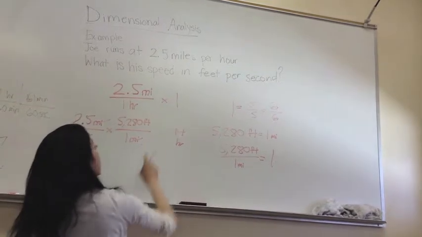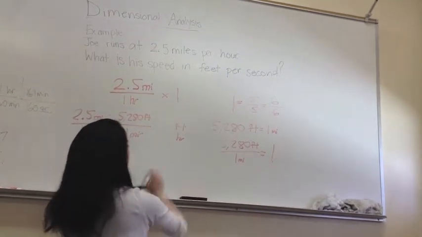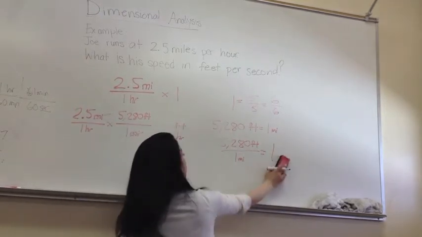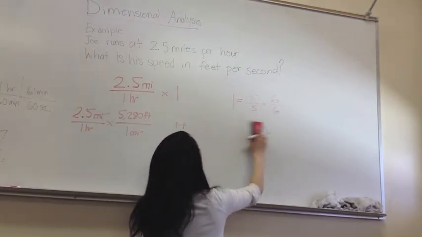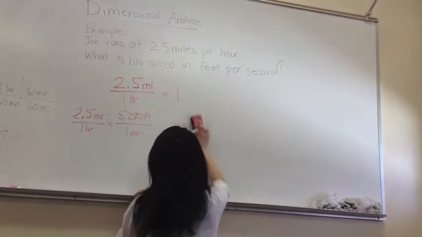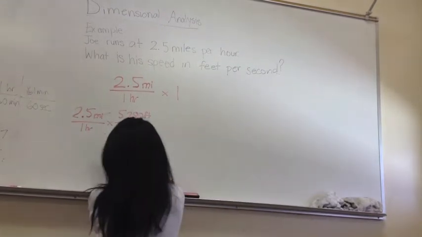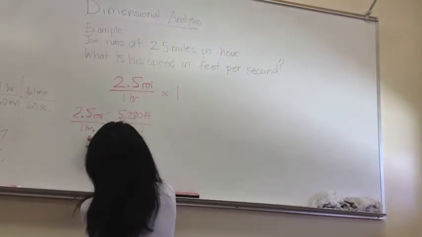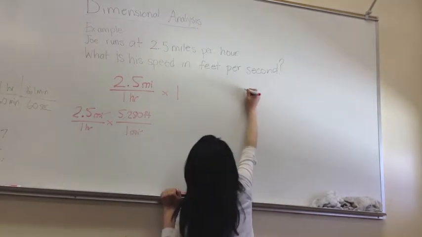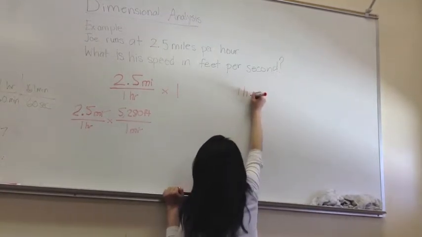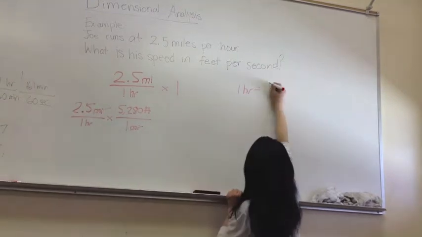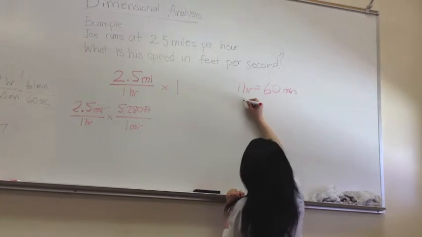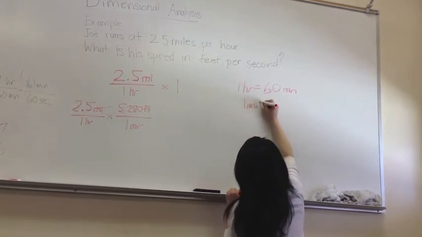Now, in the question, it wants the answer in terms of feet per second. So we're not done yet. We don't want it in feet per hour. We want it in feet per second. I'm going to erase this for a moment. We got rid of the miles, and the feet are now correct, but now we have to fix the hour part. Now we know that in 1 hour, there are 60 minutes. And we also know that in 1 minute, there are 60 seconds.